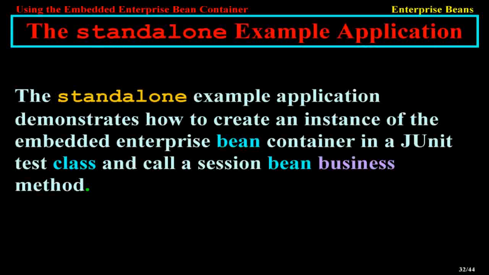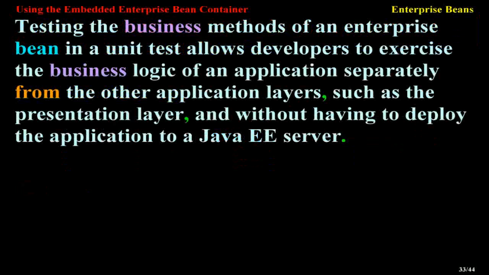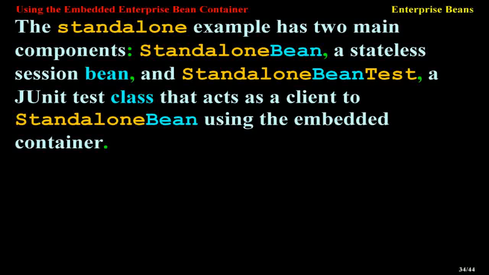The standalone example application. The standalone example application demonstrates how to create an instance of the embedded EJBContainer container in a JUnit test class and call a session bean business method. Testing the business methods of an EJBContainer in a unit test allows developers to exercise the business logic of an application separately from the other application layers, such as the presentation layer, and without having to deploy the application to a Java EE server. The standalone example has two main components: StandaloneBean, a stateless session bean, and StandaloneBeanTest, a JUnit test class that acts as a client to StandaloneBean using the embedded container.